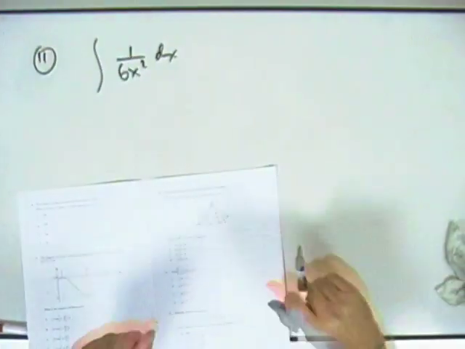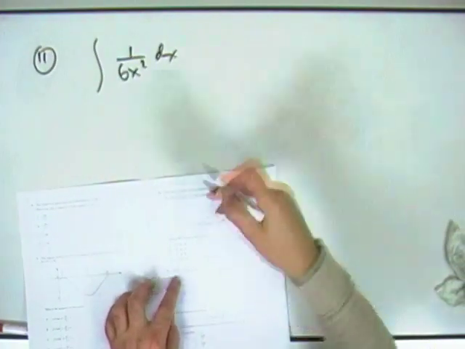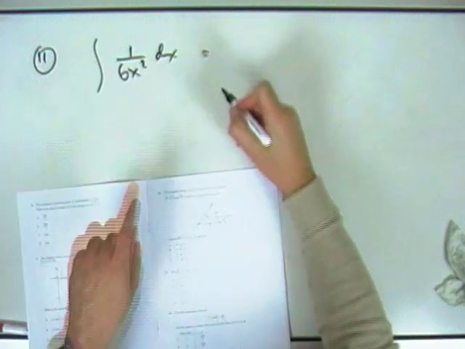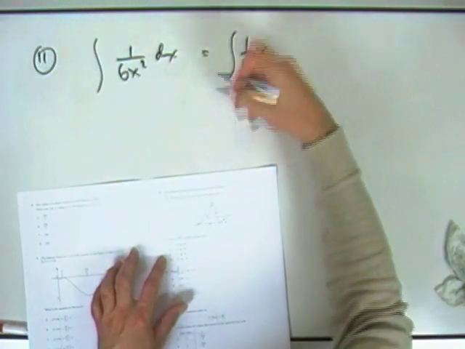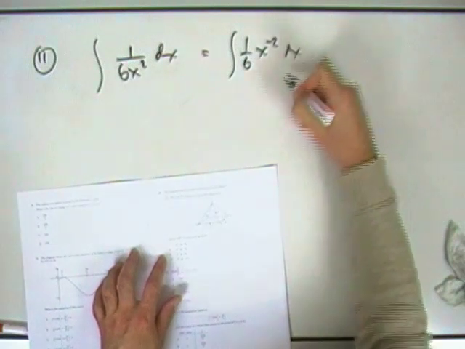Number 11, more than halfway through now. Right, what does it say? Just integrate this. Right, well, just remember to leave that coefficient alone. That's the same as a sixth of, it's only the x that goes up to the negative 2 dx.